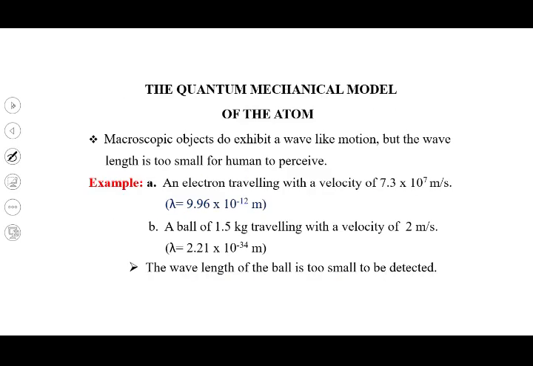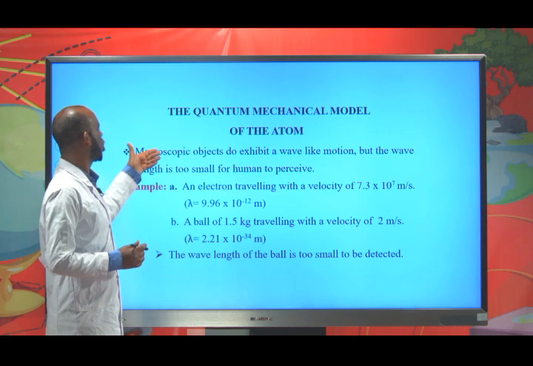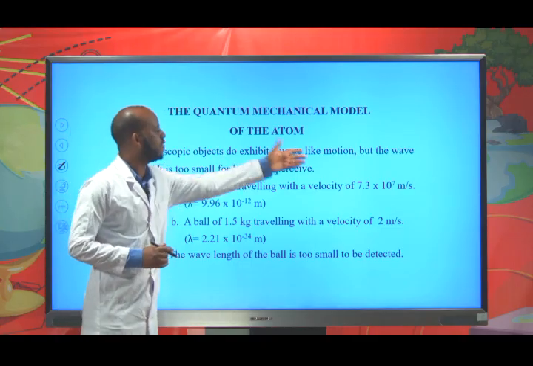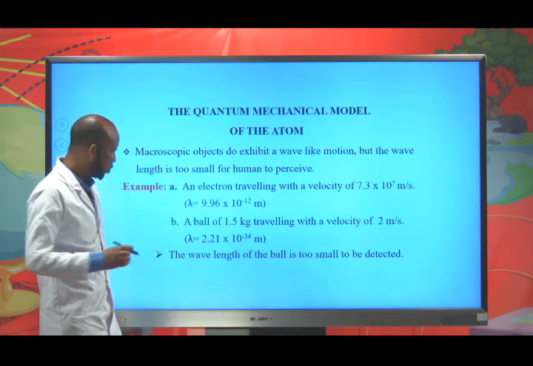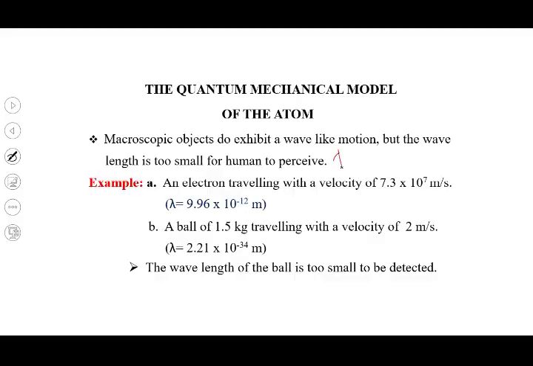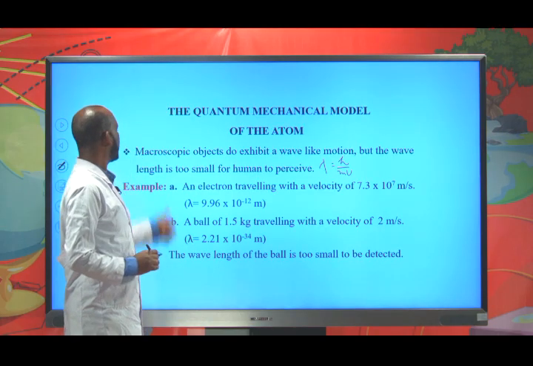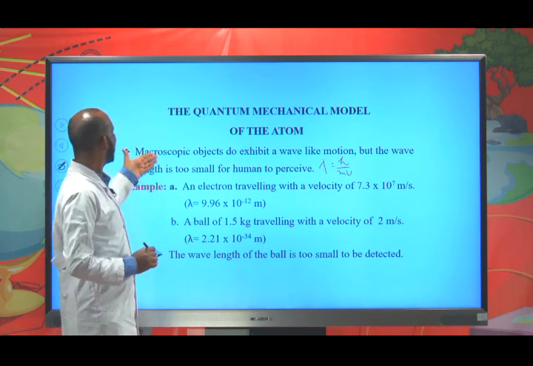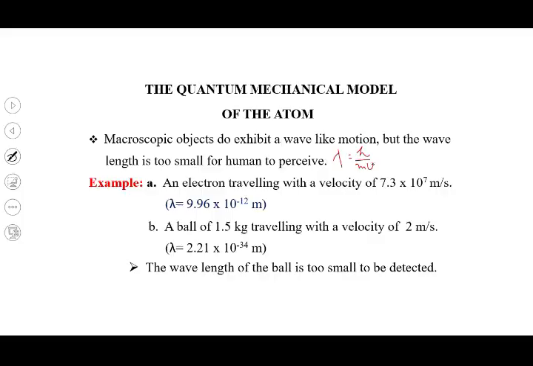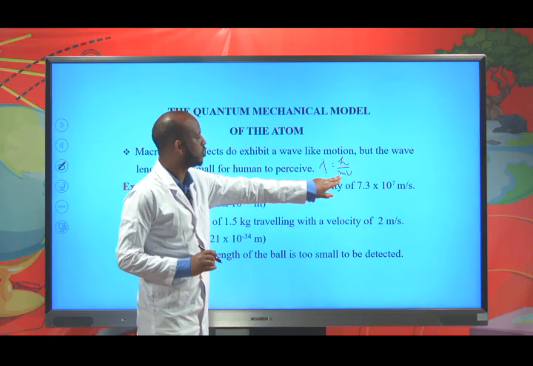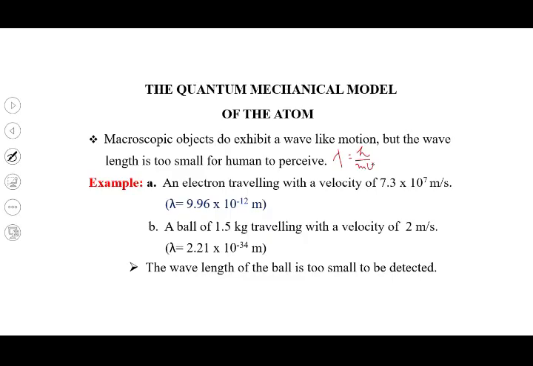The quantum mechanical model of the atom: macroscopic or large objects do exhibit a wave-like motion because wavelength of a particle equals h divided by mass times velocity. But the wavelength is too small, you see. For large objects, their mass is large. Wavelength is inversely proportional to mass. It is too small for humans to perceive.